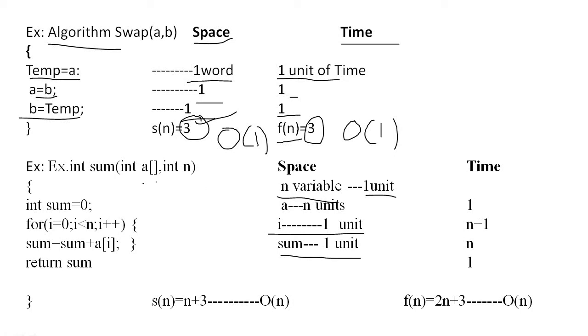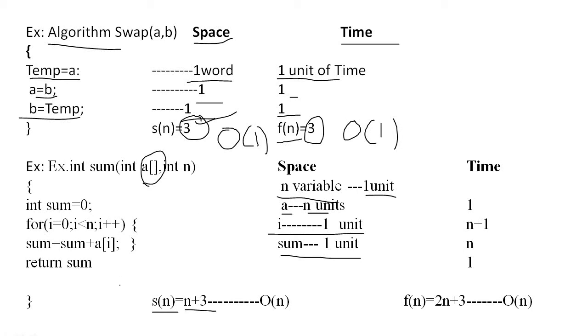The variable component is the array. Only one array is present, and there are no class instance objects. So the array is the variable component, and its size depends upon n units. So what is the space complexity of this one? 1 plus n plus 1 plus 1, so n plus 3. If you represent it in the form of a function, S of n. The order of this one is big O of n.